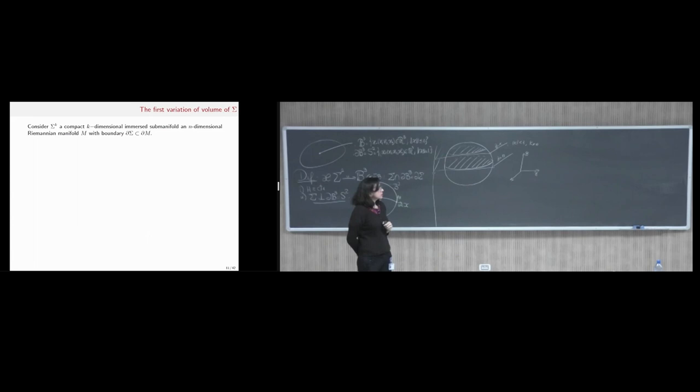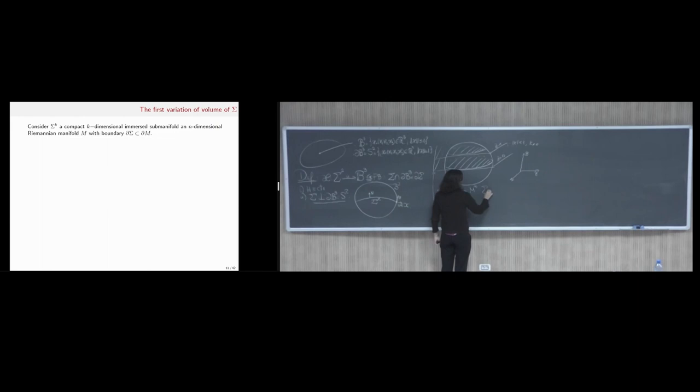So next, you can see the same problem for free boundary surfaces or hypersurfaces or manifolds in the same way. And if you study the first variation of volume of the submanifold, now you consider here a compact k-dimensional immersed submanifold. Now I talk about k equal to 2, but you can define the same problem in any submanifold. Okay, this is a manifold here. Sigma is compact.